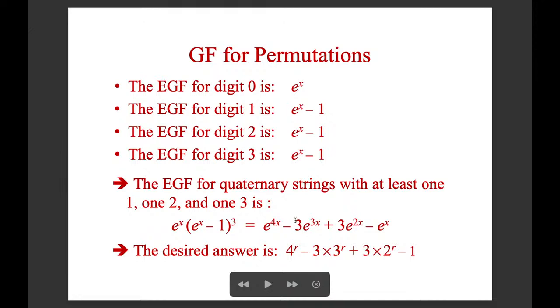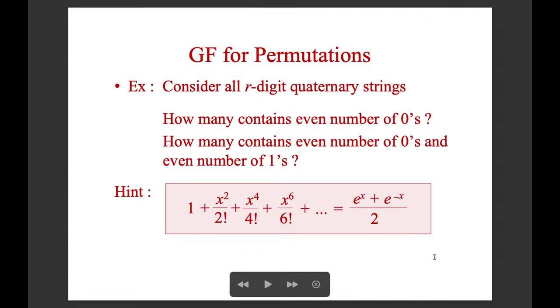Similarly, the coefficient of this term, when multiplied with r factorial, gives us 3 times 3 to the power r, with a negative sign. And for this one, plus 3 times 2 to the power r. And for this one, this is e to the power x, so the x to the power r coefficient is always 1 over r factorial. When multiplied with r factorial, we get minus 1 here. So we get the desired answer like this. Okay, how about another example?